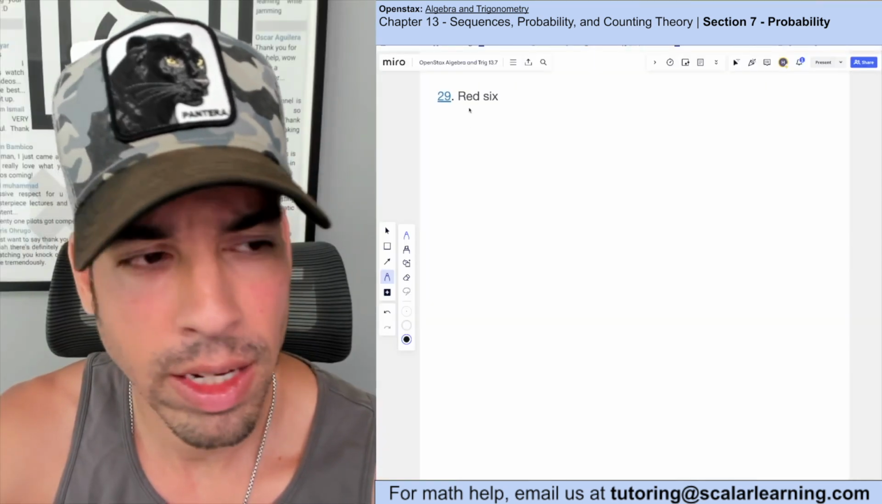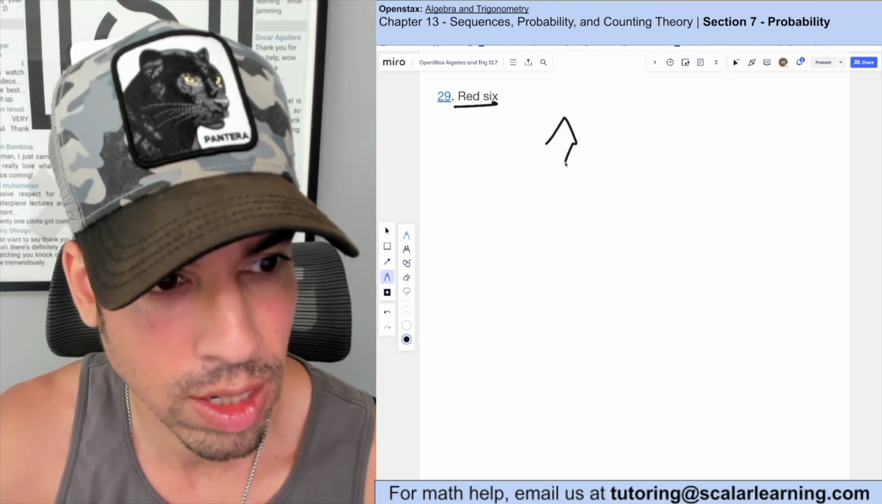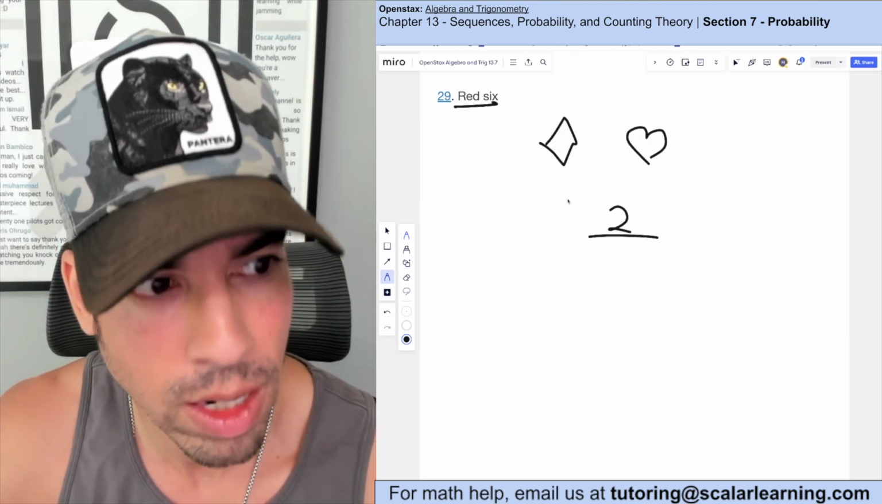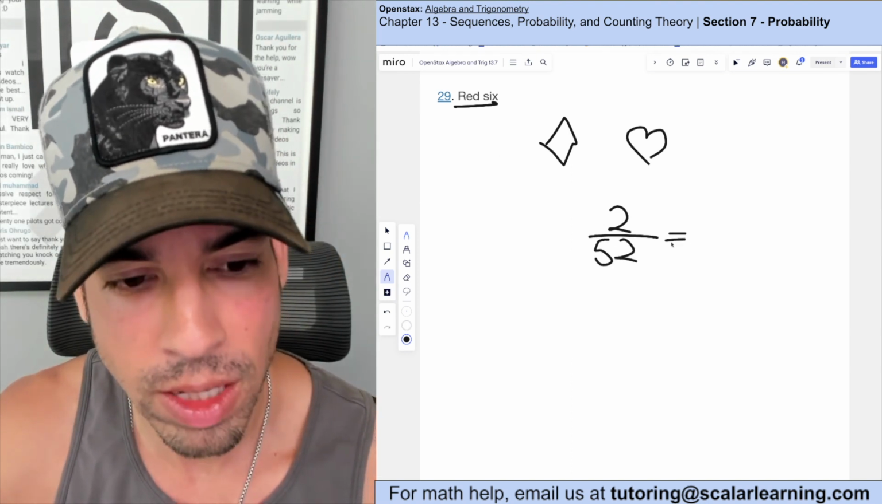So out of a deck of cards, getting a red 6, there's only 2 red 6s. There's the diamond and there's the heart. So there's 2 6s that are red, out of a total of how many cards? 52. So this is pretty much our final answer for probability.